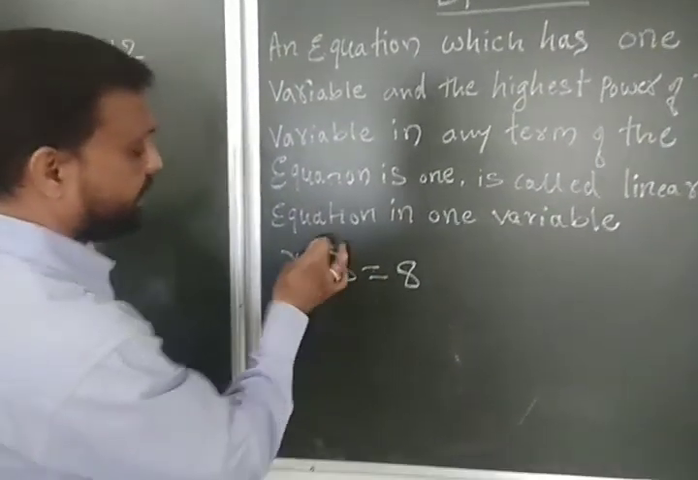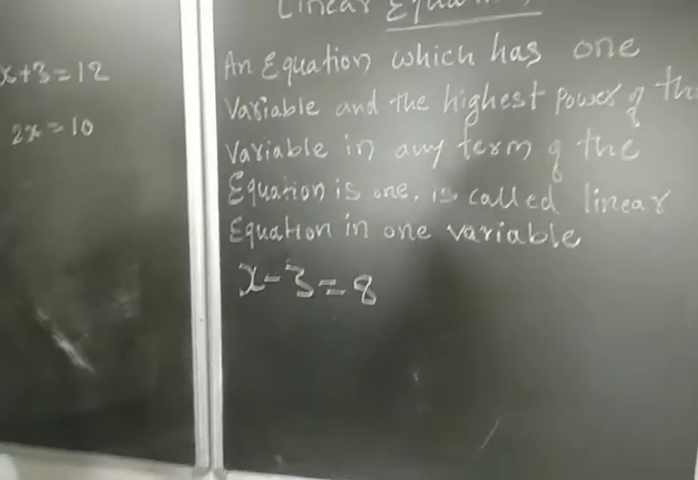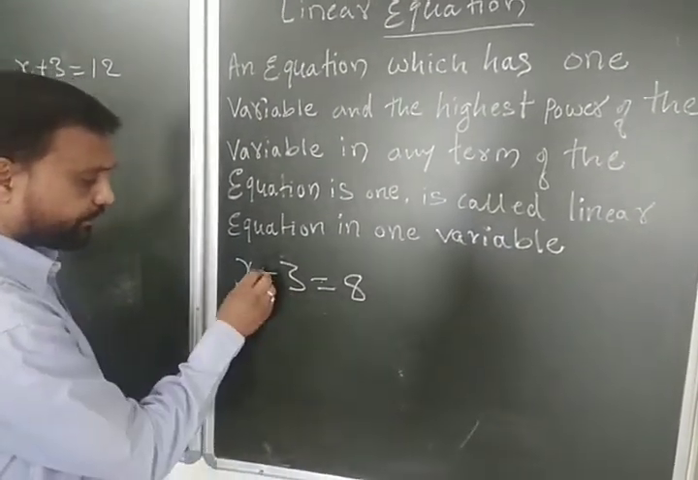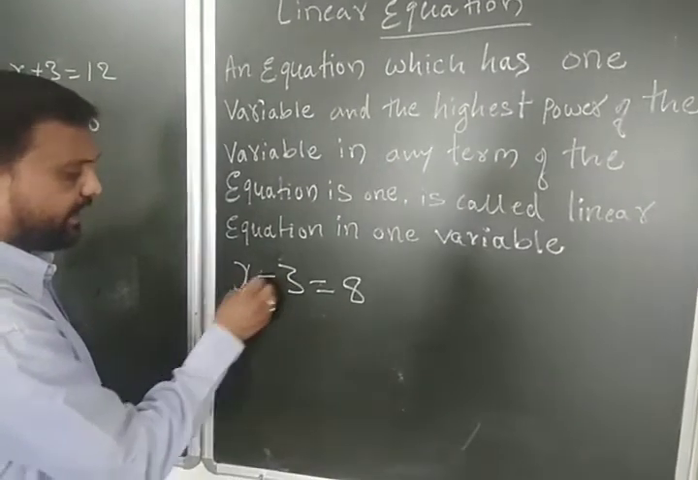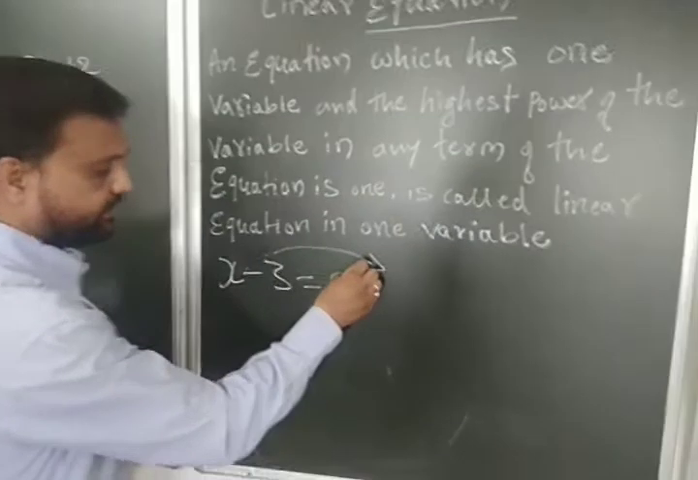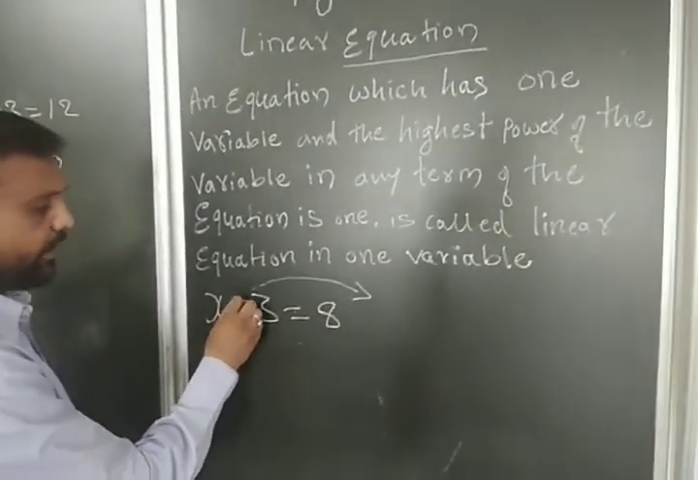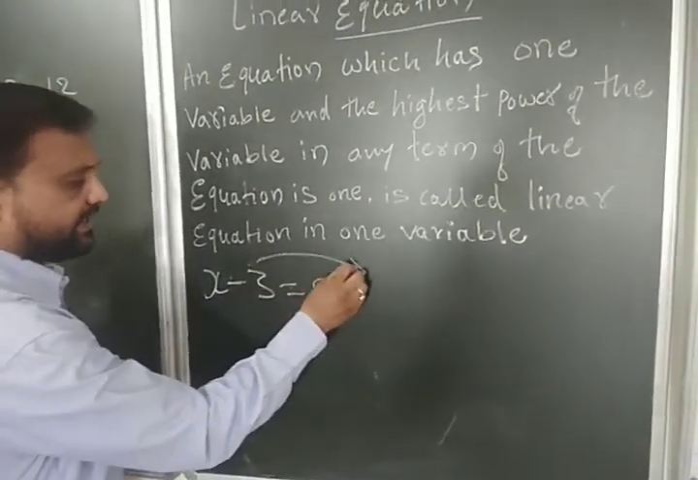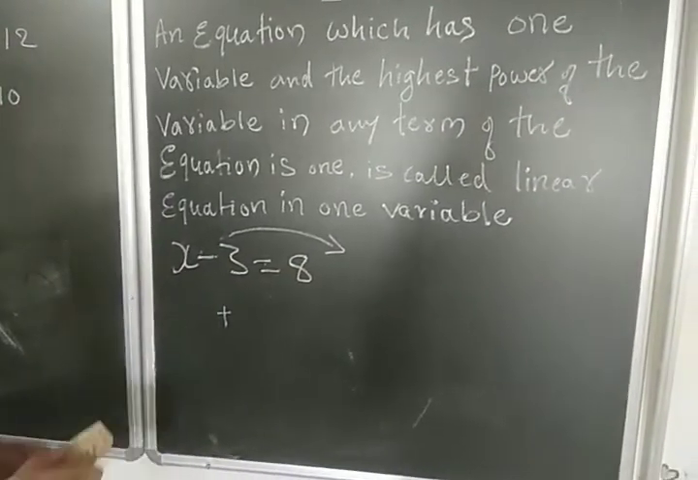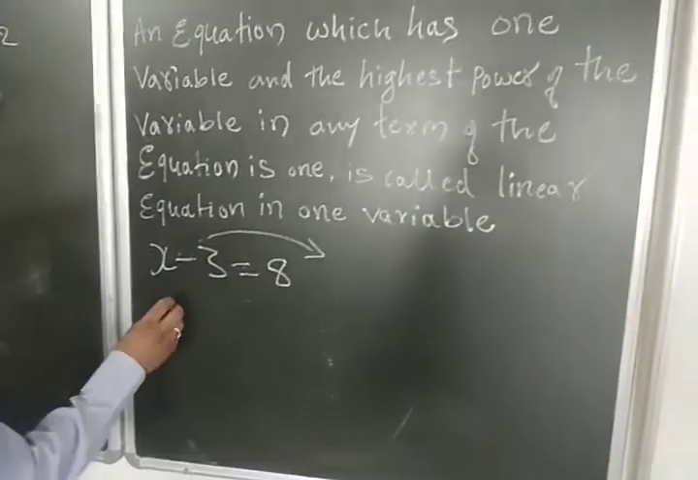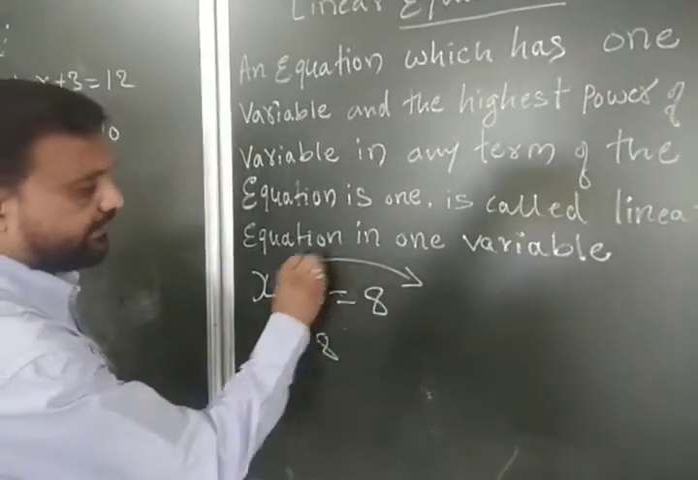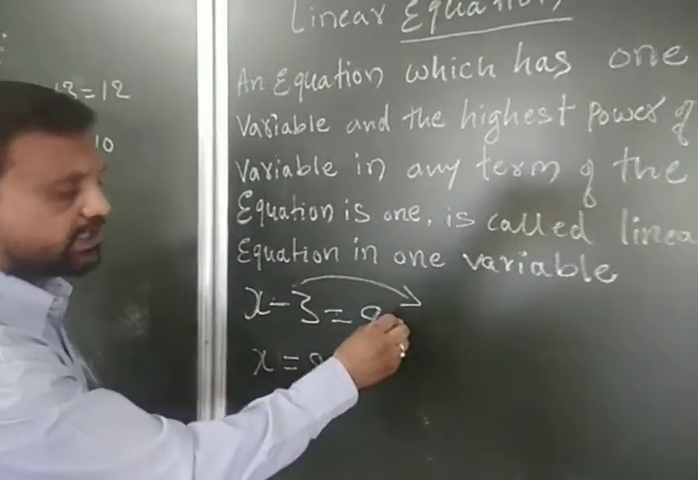Now we are solving the equation. How to solve the equation? In LHS or RHS, x minus 3 with variable x, if this 3 we shift to the right hand side, here minus 3, when you shift to the right hand side, the minus became plus. So here x is equal to 8 plus 3. This 3 we shifted to the right hand side. It is called transporting method.